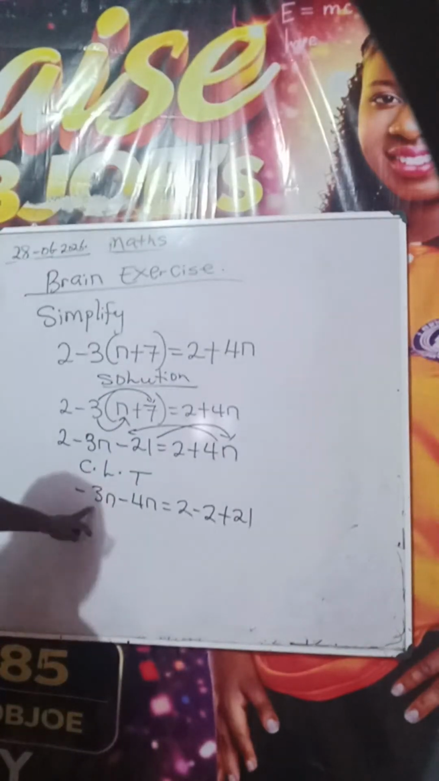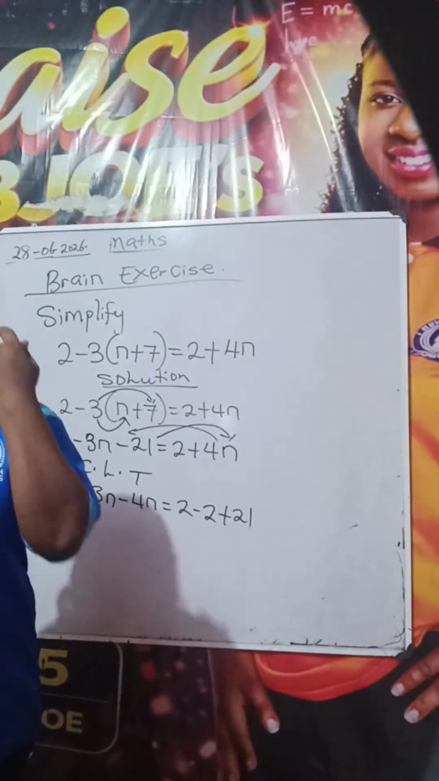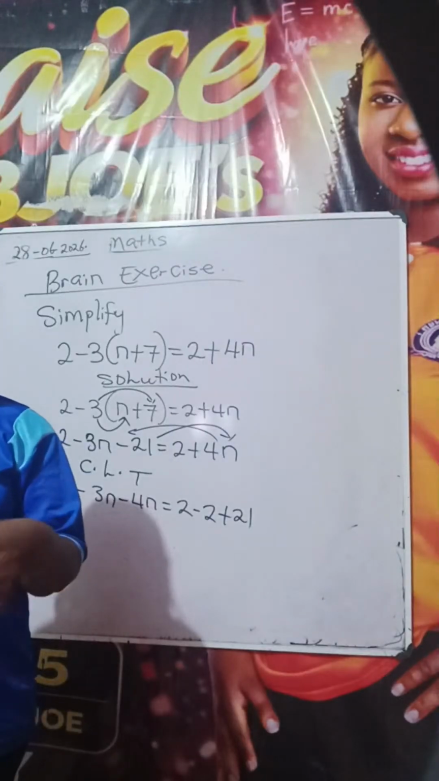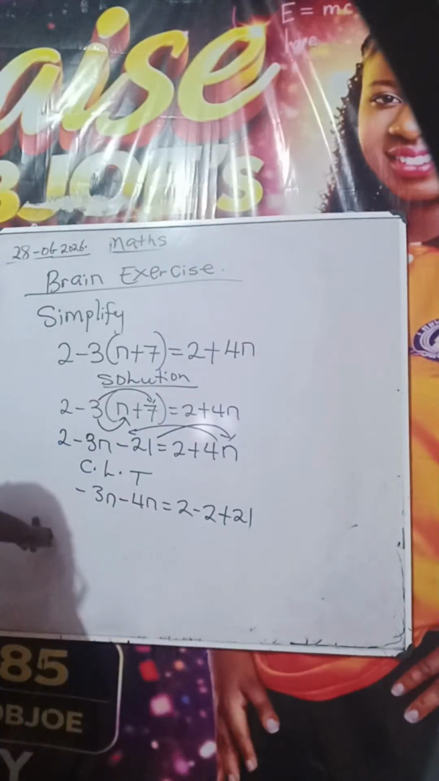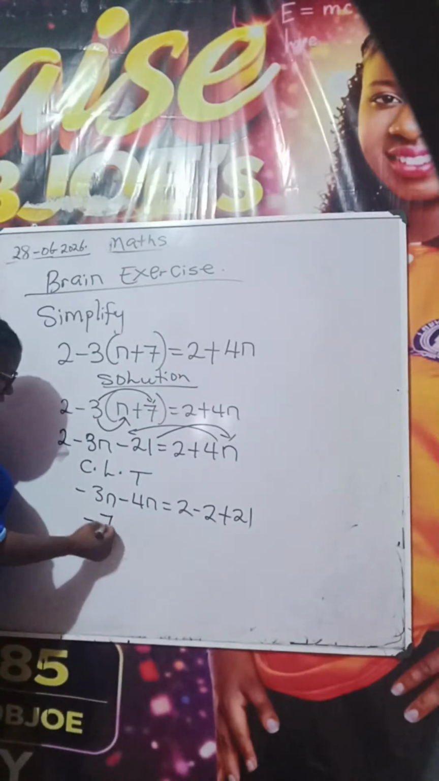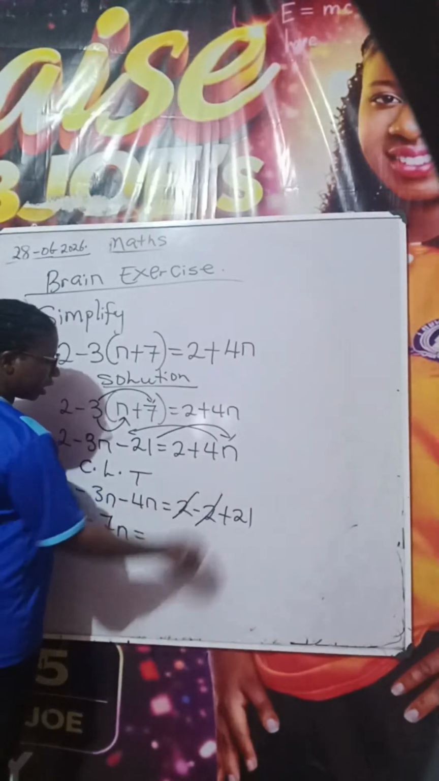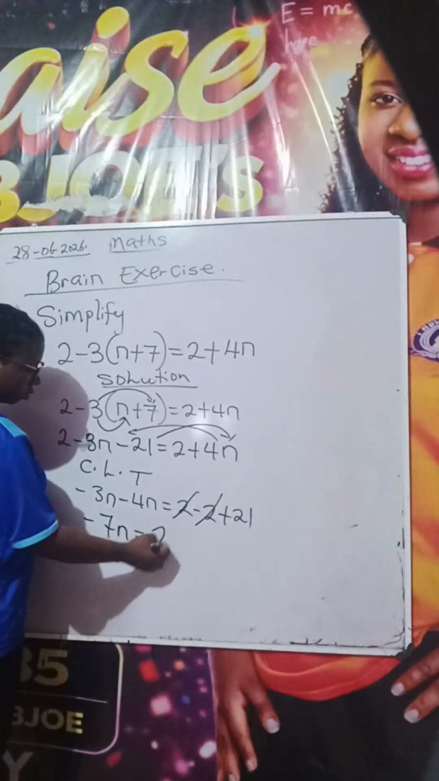Now, minus 3n minus 4n, what will I get? All the n: minus 3 minus 4. So that will give us minus 7n equals 2 minus 2. We are getting 0. Then 21.